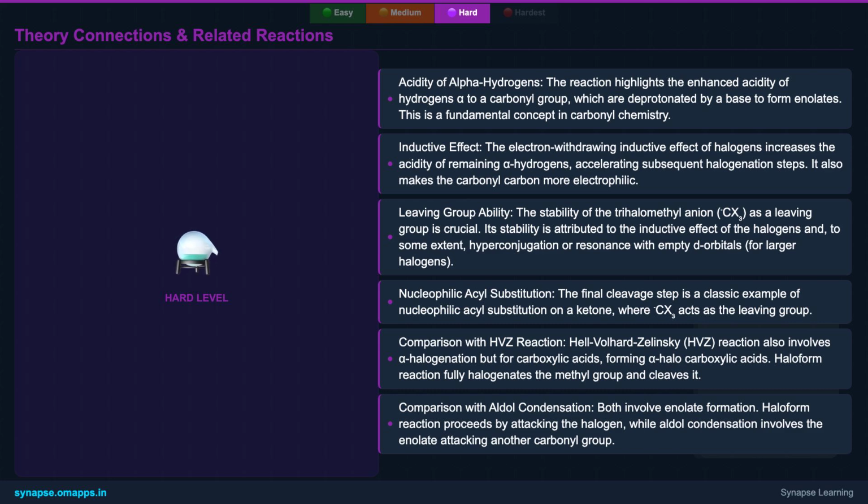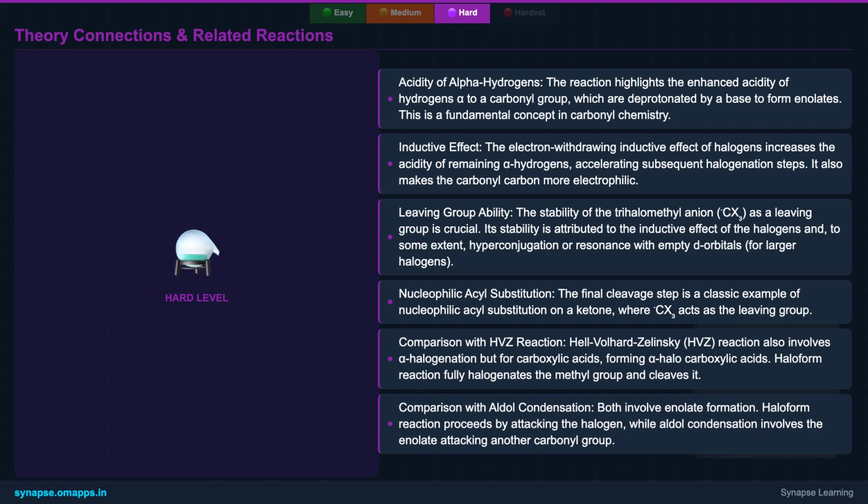It not only increases the acidity of subsequent alpha hydrogens, accelerating halogenation, but also makes the carbonyl carbon more electrophilic, facilitating nucleophilic attack. Thirdly, the stability of the trihalomethyl anion as a leaving group is paramount, attributed to this strong inductive effect. The final cleavage step is a classic example of nucleophilic acyl substitution on a ketone.